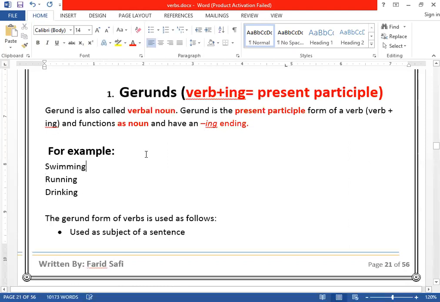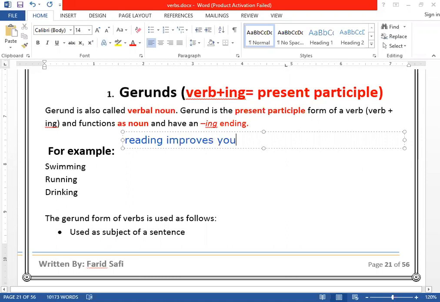And this topic is very important for your exams. For example, if I make here an example for you, reading improves your writing skill.